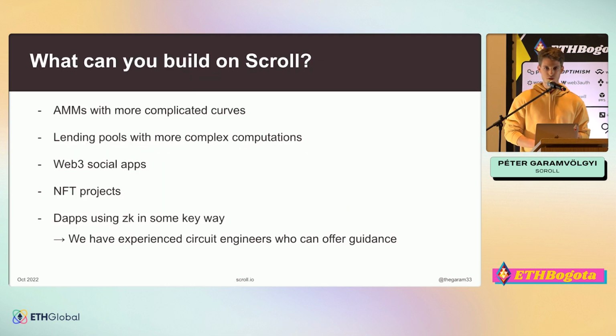And what can you do? We are a sponsor at this hackathon, so we would really like to welcome you to build on Scroll. If you've built on Ethereum before, then it's very seamless, very easy to move to Scroll. And you can build all kinds of applications because Scroll is a general purpose layer 2. For instance, you could build some more complex AMM DEXs that might not be feasible on layer 1 because of the computational burden. Or similarly, some lending pools with some more complex borrowing computations.